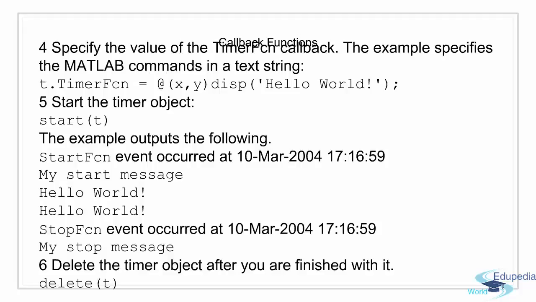The fifth step is where you start the timer. Here you use the start function and pass the timer object t to it. The last step is to clear the object that has been created. I have created a timer object t, and as its use is over, I will use the delete function to explicitly delete this object. These are the only steps you will follow when working with a timer object.